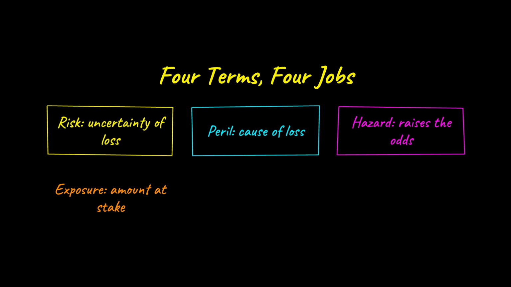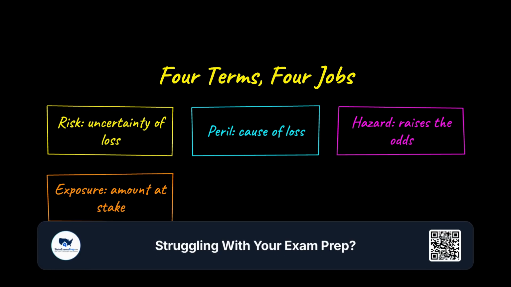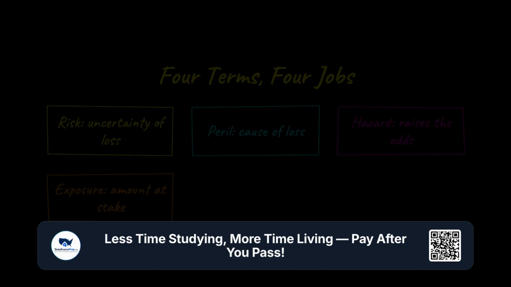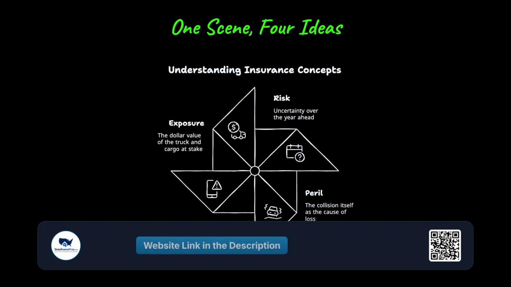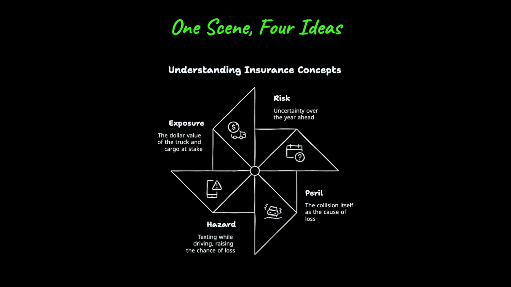Exposure is the possibility or amount of loss an insurer faces. Risk is none of these. It's the pure uncertainty about outcome. Picture a delivery driver over the coming year. The unresolved chance of a collision is the risk. The collision itself is the peril. Texting behind the wheel is the hazard. And the value of the truck and cargo is the exposure.